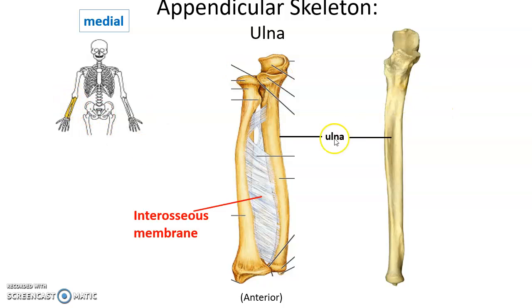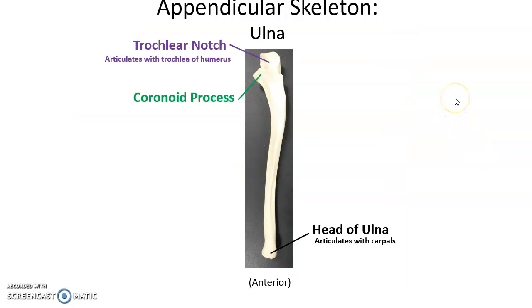Down in the forearm, the medial bone is the ulna, as you can see here. The ulna is connected by the interosseous membrane to the radius, which is the lateral bone. The ulna, at its proximal end, has this U-shaped smooth curve called the trochlear notch. The trochlear notch goes around the trochlea of the humerus. The lip portion, the bony portion of the ulna sticking out here, is the coronoid process.